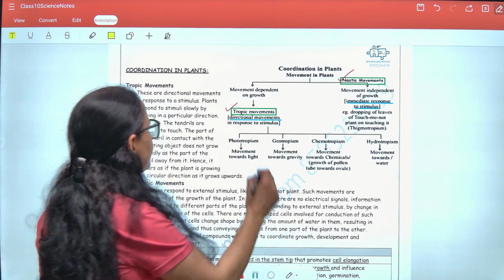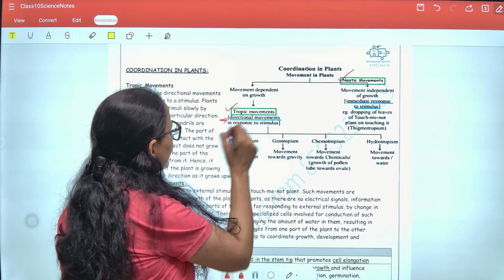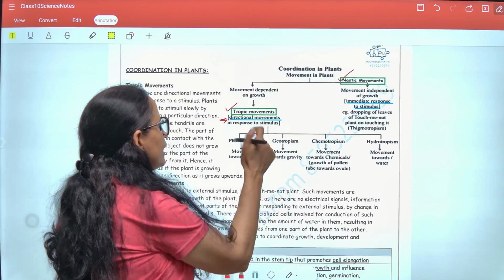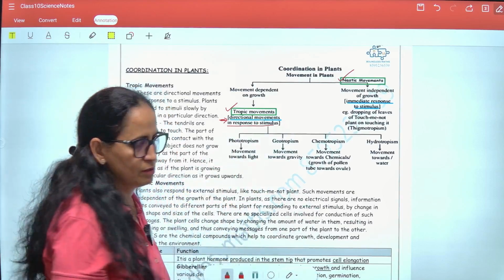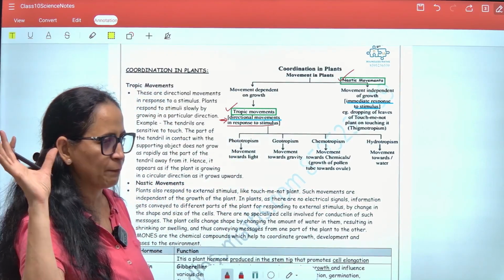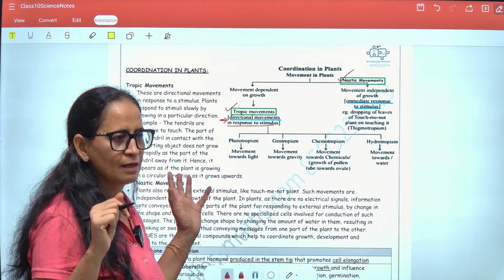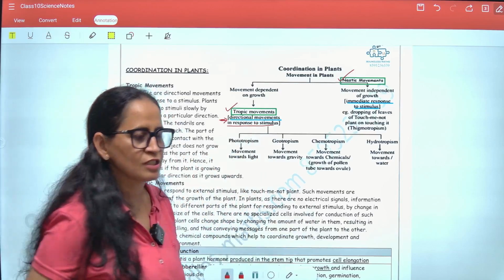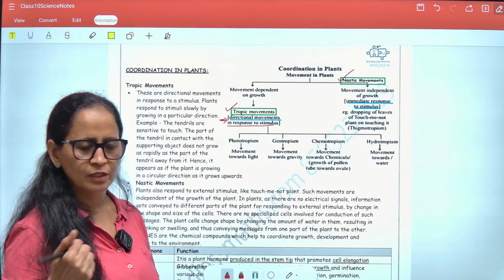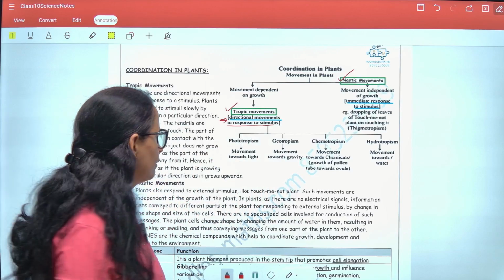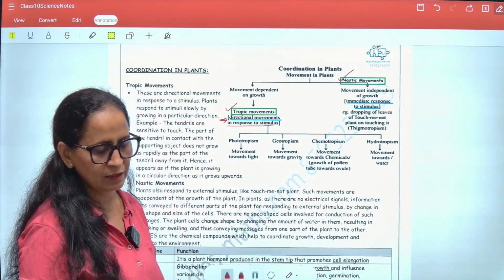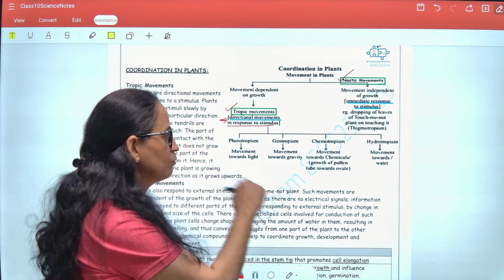They are directional movements. Again, this keyword is very important. Tropic movements are directional movements in response to stimulus. The way we have certain receptors, photoreceptors, phonoreceptors, olfactory receptors, these plants also respond to changes in the environment, right? So in response to stimulus, these are directional movements that are happening in the plant. They are called tropic movements.